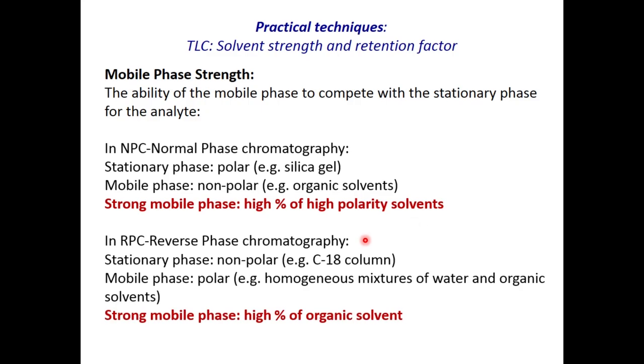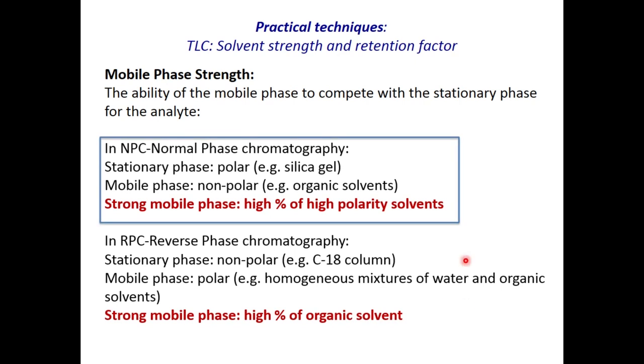In reverse phase chromatography, the stationary phase is non-polar, such as a C18 column that you might use in HPLC. The mobile phase is polar, typically a homogeneous mixture of water and organic solvents, such as water and acetonitrile. And a strong mobile phase has a high percentage of organic solvent. The TLC system we're going to be using is more like normal phase chromatography, where we have a polar stationary phase like silica gel, and we use non-polar organic solvents as our mobile phase.